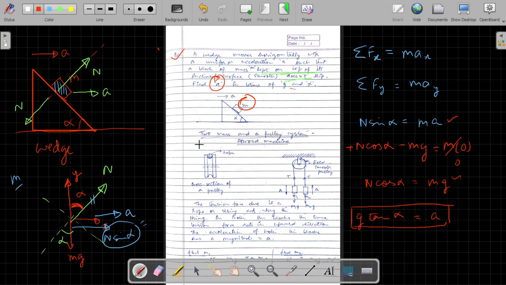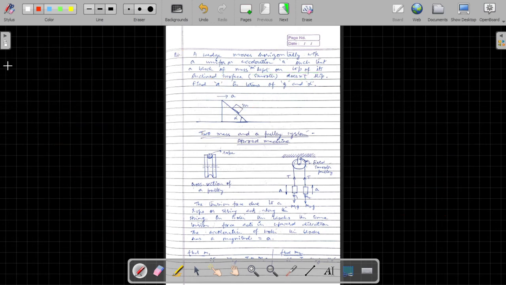So let us start with the next topic. The next topic is two masses and a pulley system, which is known as the Atwood machine. In the Atwood machine, you have a pulley, and the pulley has a string or a rope around it. This is the rope, and there are two blocks attached to it, and we have to analyze this particular system.